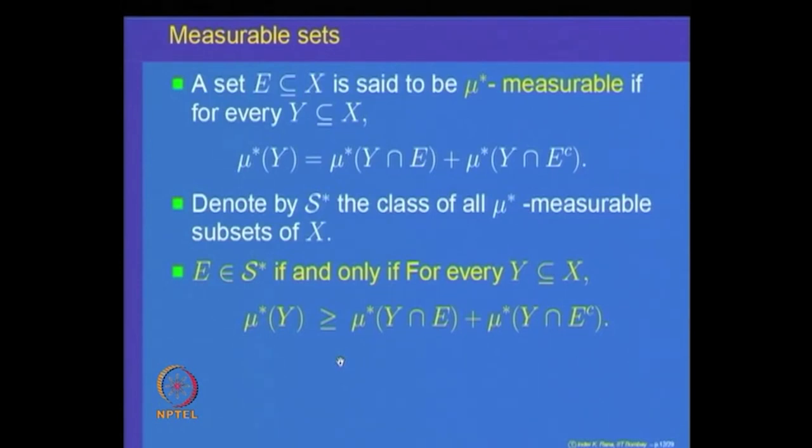So, the inequality less than or equal to is always true. To verify whether a set is measurable or not, one has to check only that mu star of Y is bigger than or equal to mu star of Y intersection E plus mu star of Y intersection E complement for every set Y. Only bigger than or equal to has to be checked, and in case mu star of a set is infinity, this inequality is obvious. So, one has to check this inequality only for sets for which mu star of Y is finite.